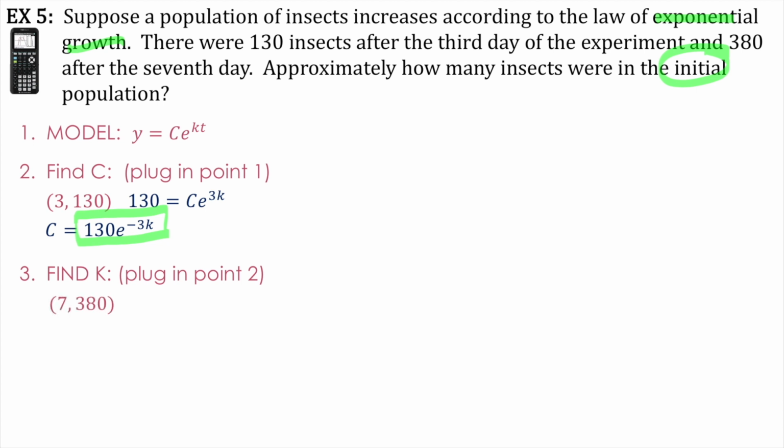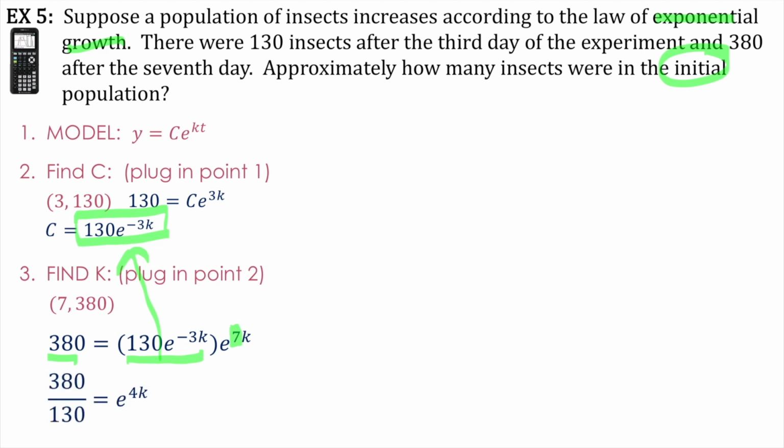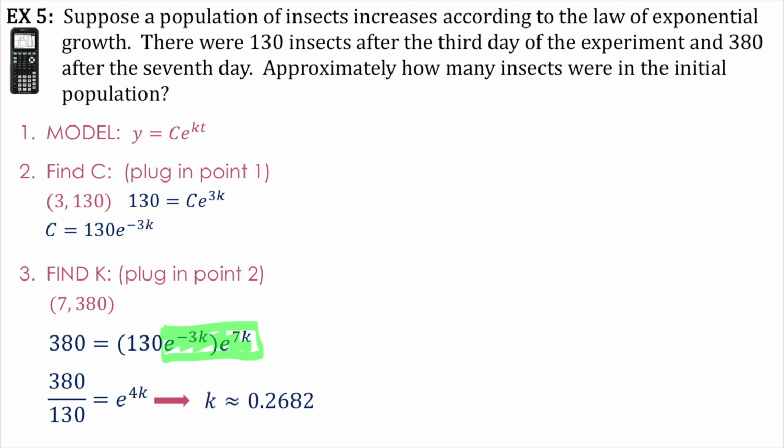So after the 7th day, there were 380 insects. So now we've got 380 insects. Here's the C that we got from up here, and then 7 days later. Now we have just one variable, and we can solve for k. So I divided both sides by 130. Let's clean this up. And then combined these two e's to be e to the 4k. So k is about 0.282.